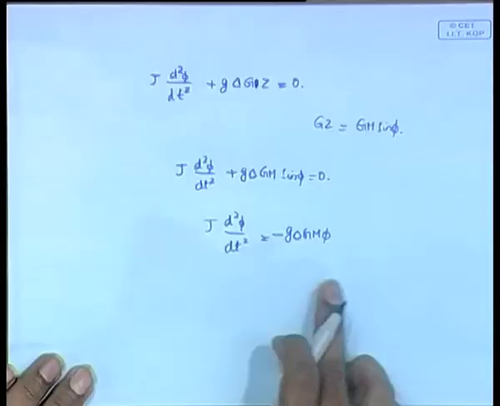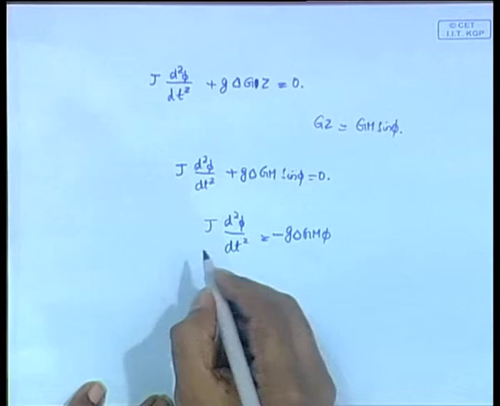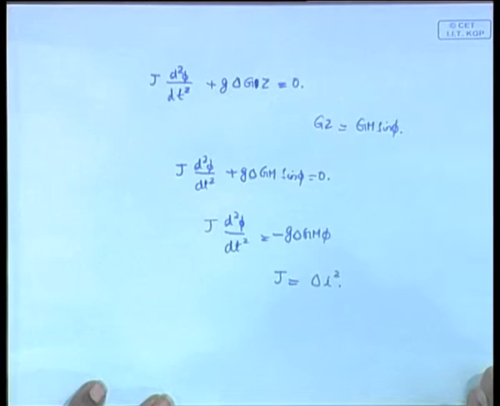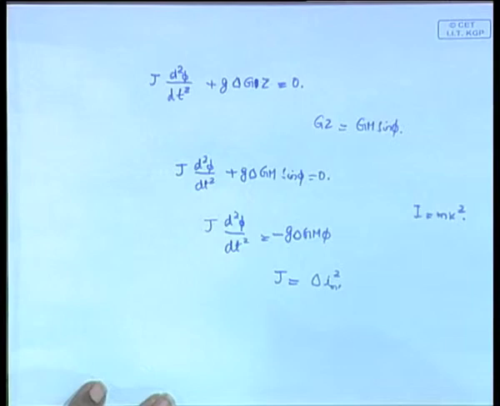And from this, you can directly get the expression for the time period of that simple harmonic motion. Now there is one simplification we can do. This moment of inertia can be written like this, where k is known as the radius of gyration. So k is the radius of gyration.